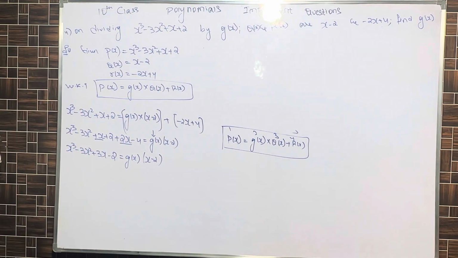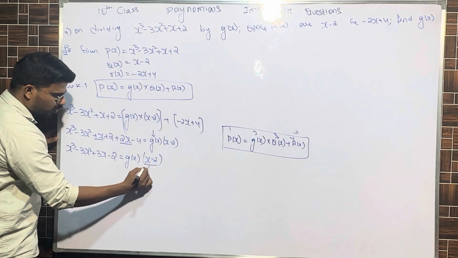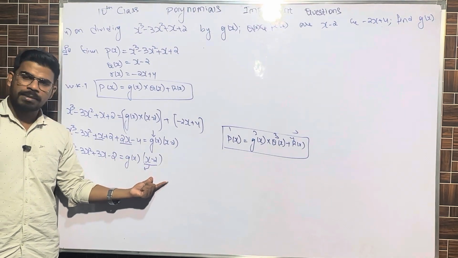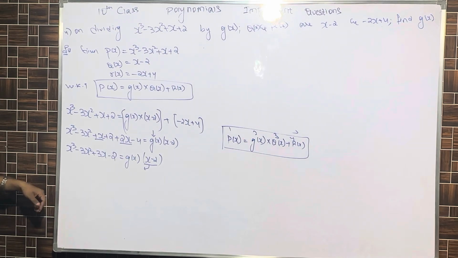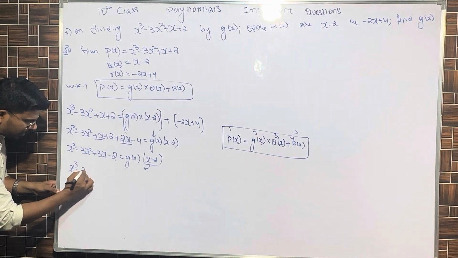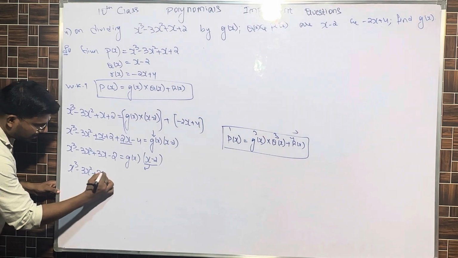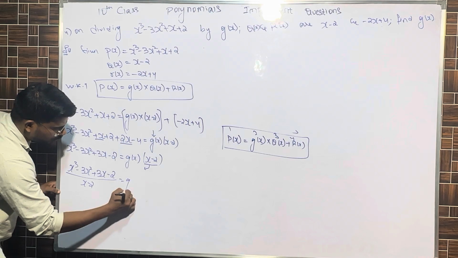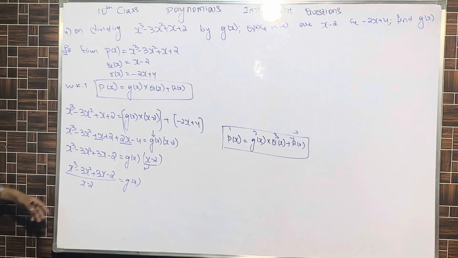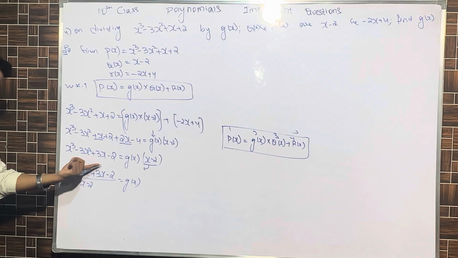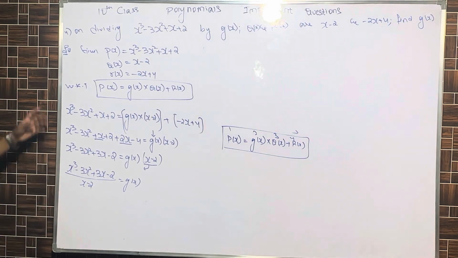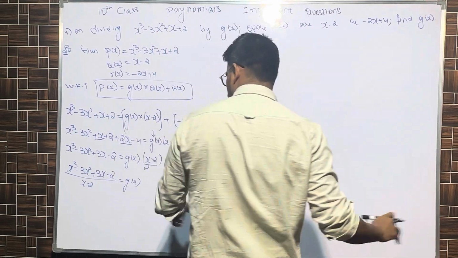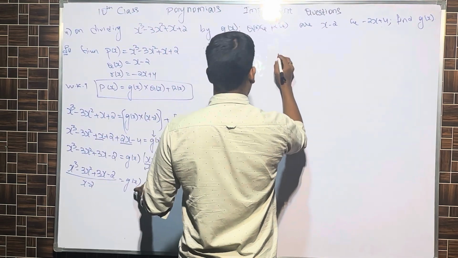Now, in order to find the value of g of x, we have to send this x minus 2 to this side. The relation of g of x and x minus 2 is multiplication. If I send the multiplication term to this side, it will become division. So, x cube minus 3x square plus 3x minus 2 divided by x minus 2 is equal to g of x. Which means, in order to find the value of g of x, I have to divide this polynomial by x minus 2. I'll do the division over here, and whatever quotient we get, that itself is g of x.